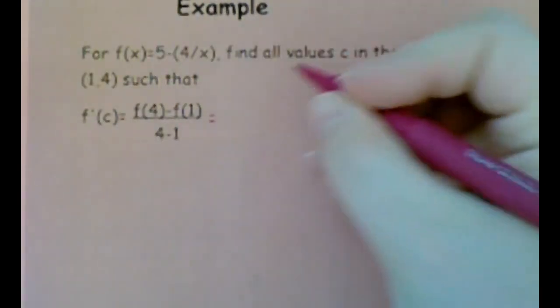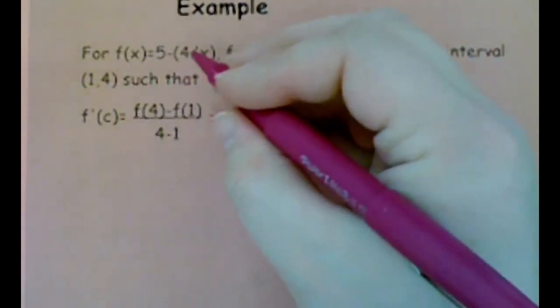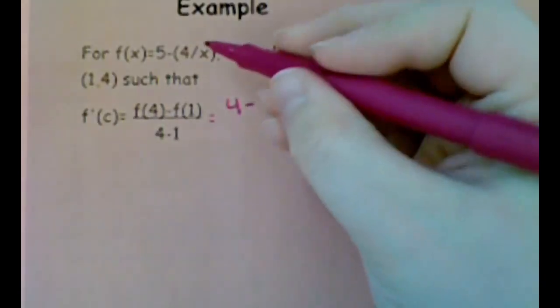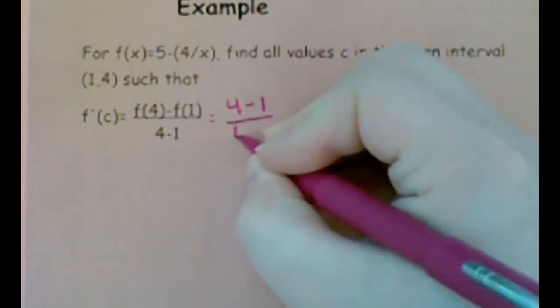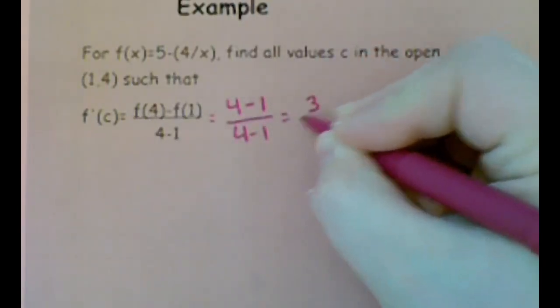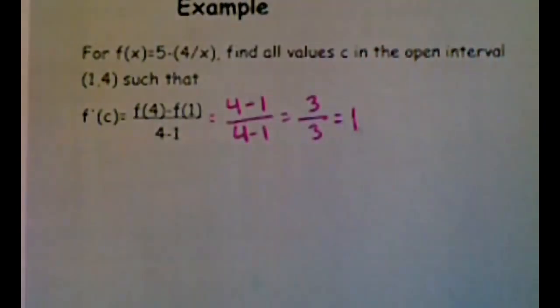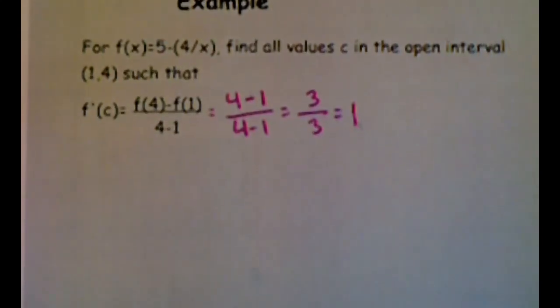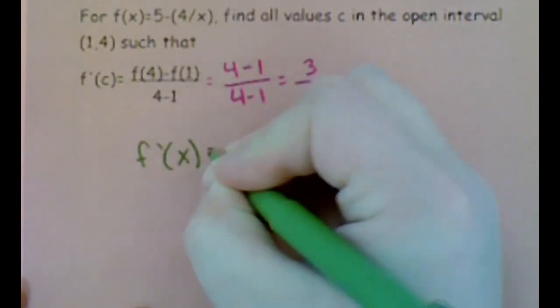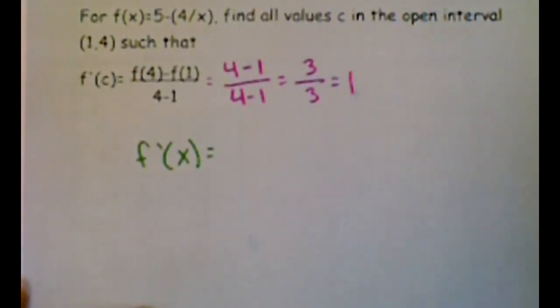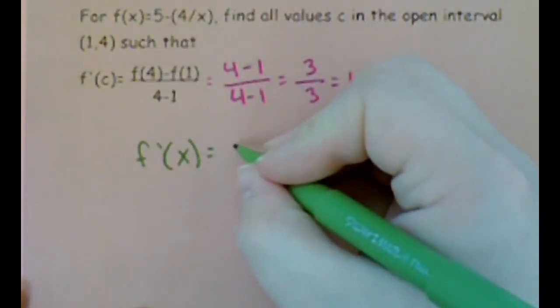So f(4) is 5 minus 1, so 4. f(1) is 5 minus 4, so 1, over 4 minus 1, which is 3 over 3, which is 1. We're trying to figure out where the instantaneous rate of change is 1. Well, instantaneous rate of change is a fancy way of saying derivative, so we take our derivative. f'(x), well, the derivative of 5 is 0, minus 4 over x.